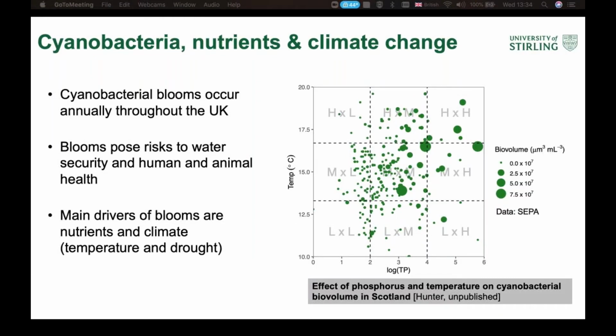We now know that the main drivers of blooms are nutrients and climate, with higher temperatures generally favoring cyanobacteria blooms. Cyanobacteria blooms occur every year throughout the UK, and the figure on this slide shows that increased phosphorus and temperature generally have a positive effect on cyanobacteria abundance in Scotland, and this is based on ground data collected by the Scottish Environment Protection Agency.